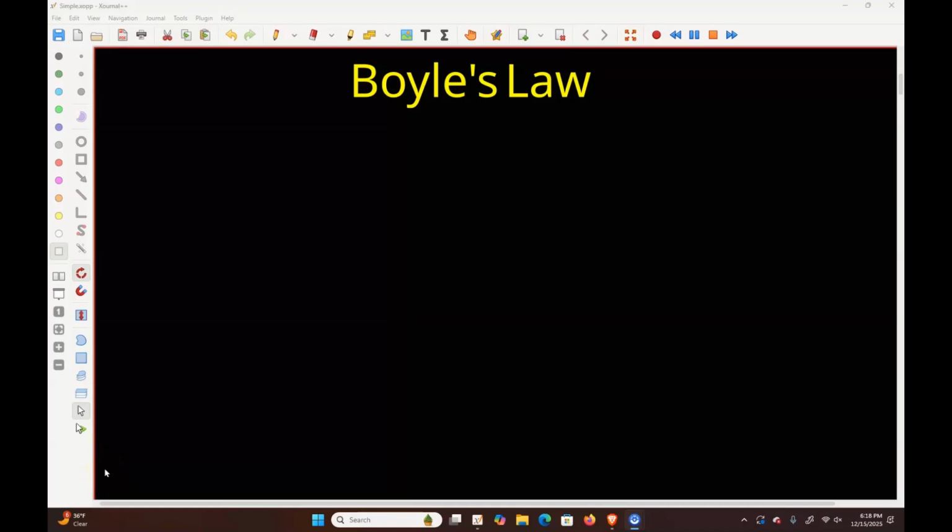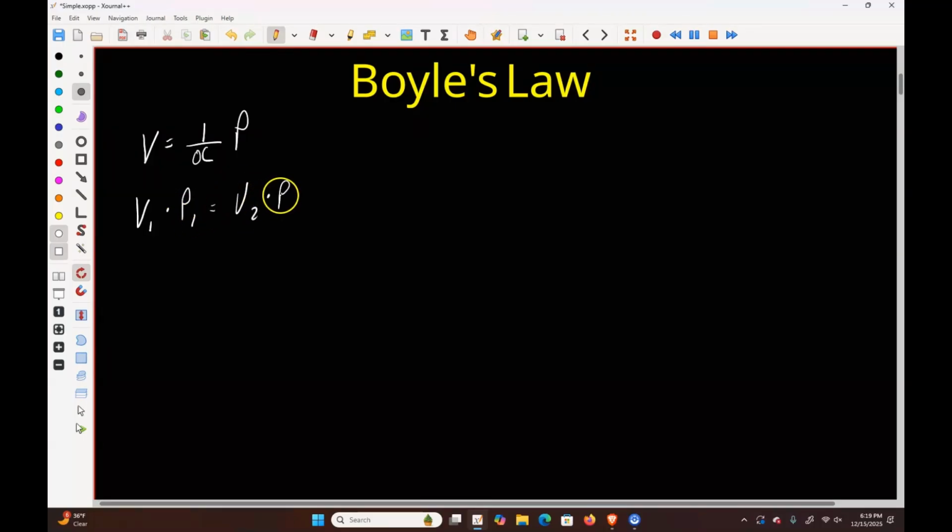Boyle's law states that volume is inversely proportional to pressure. And we can set this up as a formula. Volume 1 times pressure 1 is equal to volume 2 times pressure 2.